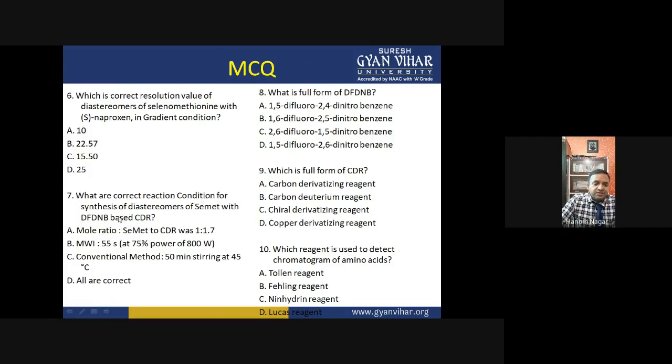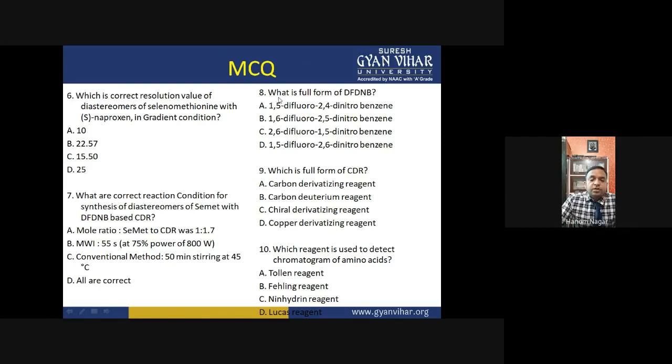What are the correct reaction conditions for synthesis of diastereomers of selenomethionine with DFDNB based CDR? All are the correct conditions. The mole ratio was taken 1 to 1.7, microwave condition was used here for 55 seconds at 75% power of 800 watt, and the conventional method was used here for 50 minutes. All are the correct options. So D is the correct option in this question.